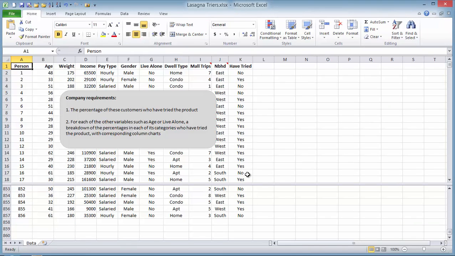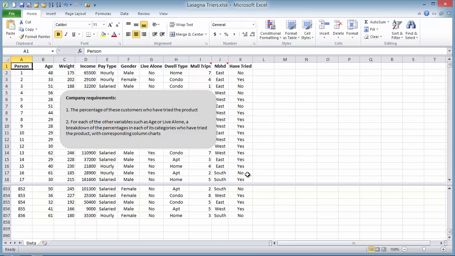The second example, for the data you see here, lists 856 potential customers for a new frozen lasagna product. The last column indicates whether the person has tried the product, yes or no. The company marketing the product wants to understand which customer characteristics might be associated with lasagna triers. Are they young? Do they live alone? Do they make large salaries, or what?